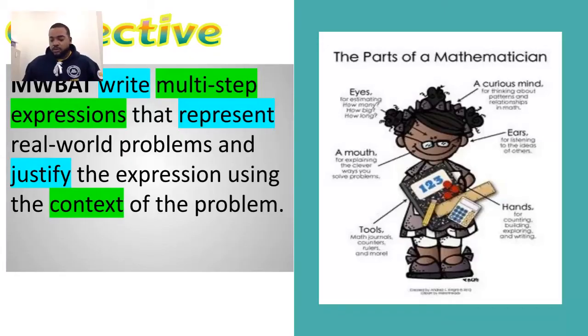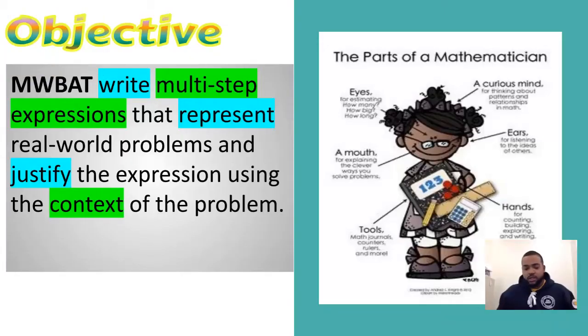Once again, I just want to review our objective for today, which is mathematicians will be able to write multi-step expressions that represent real-world problems and justify the expression using context of the problem. To put it in layman's terms, we're going to be able to represent a real-world problem that requires us to do more than one operation. Remember, operation is the math that we do: adding, subtracting, multiplying, dividing. So we're going to represent that as an expression that's going to represent our word problem that we are going to be reading. Very confusing, I understand, but just think of it this way.